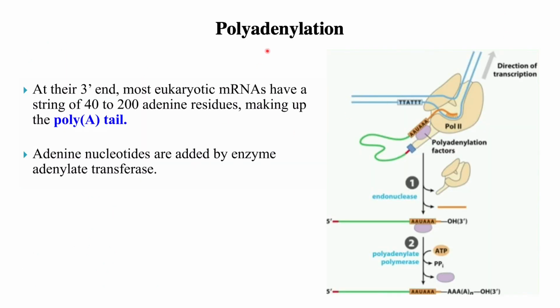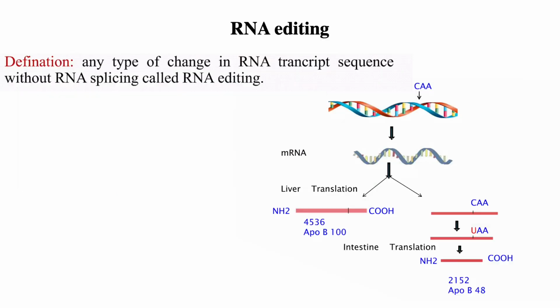Another step involved in the post-transcriptional modification of the primary transcripts is polyadenylation. Like we just said, at the 3' end, most eukaryotic mRNAs have a string of about 40 to 200 A nucleotides, that is adenine residues, and this makes up the poly A tail. Like the name suggests, it's just multiple A nucleotides, hence the name poly A tail. These adenine nucleotides are added by the enzyme called adenylate transferase.